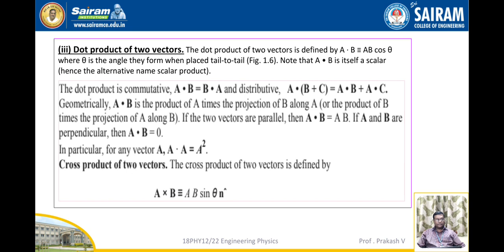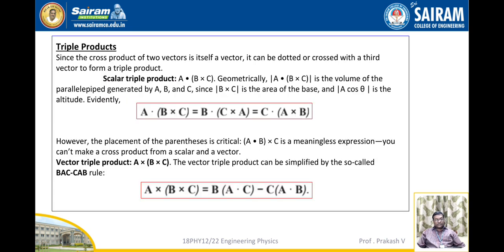Next, triple products. Since the cross product of two vectors is itself a vector, it can be dotted or crossed with a third vector to form a triple product. Scalar triple product, that is A dot (B cross C). Geometrically, A dot (B cross C) is the volume of the parallelepiped generated by A, B and C.